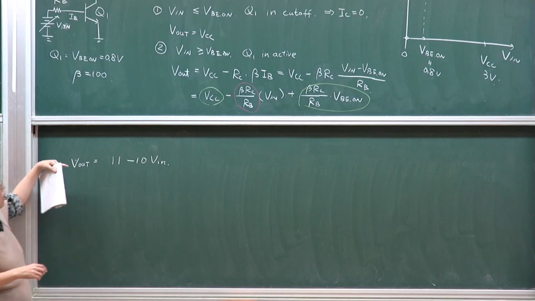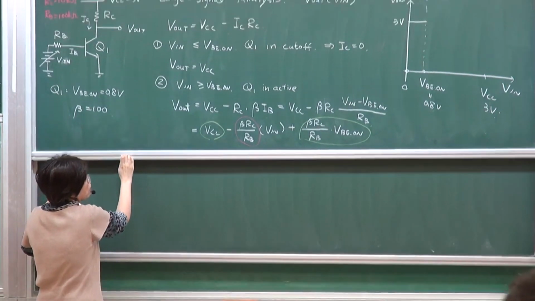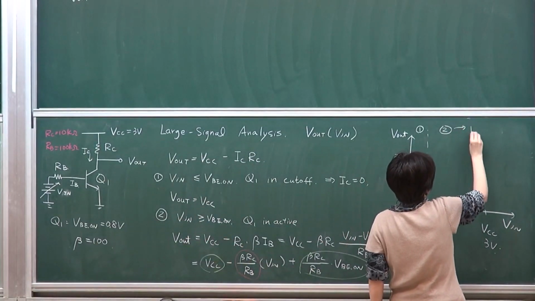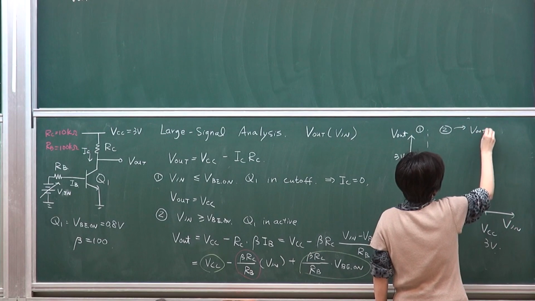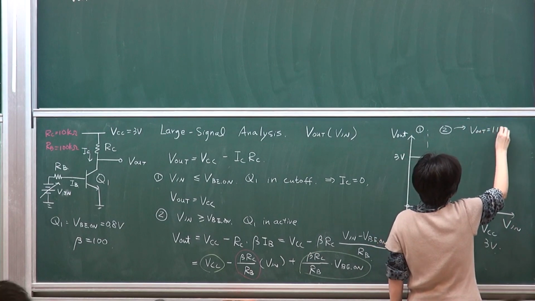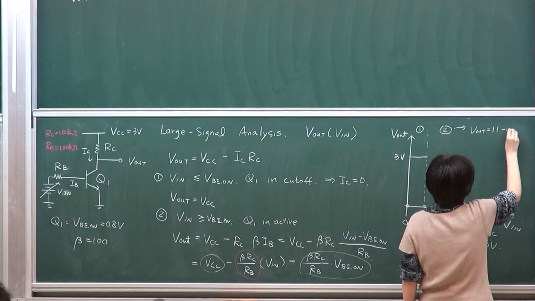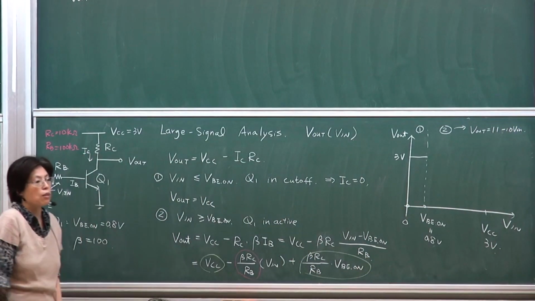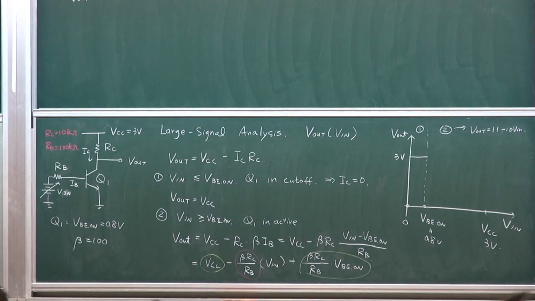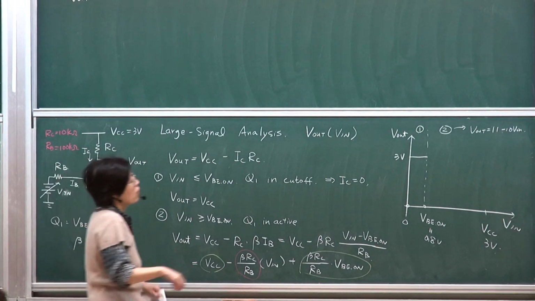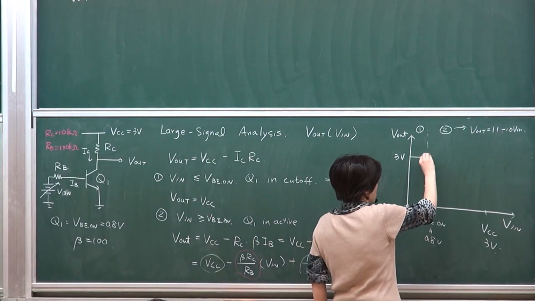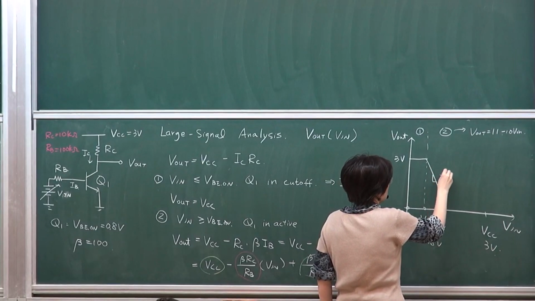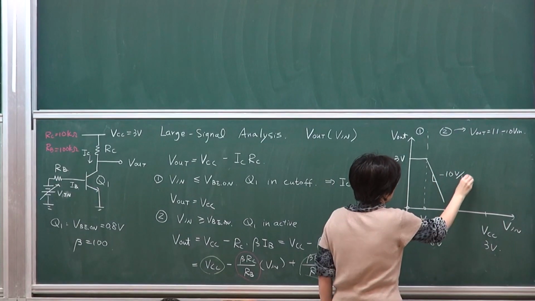So what does that imply? This equation, I should just write it down over there. So in region 2, the equation is VL equals 11 minus 10 Vin. So what is minus 10? Minus 10 simply is the slope of how it drops. So it should drop at a rate of minus 10. So the slope is minus 10 volts per volt.